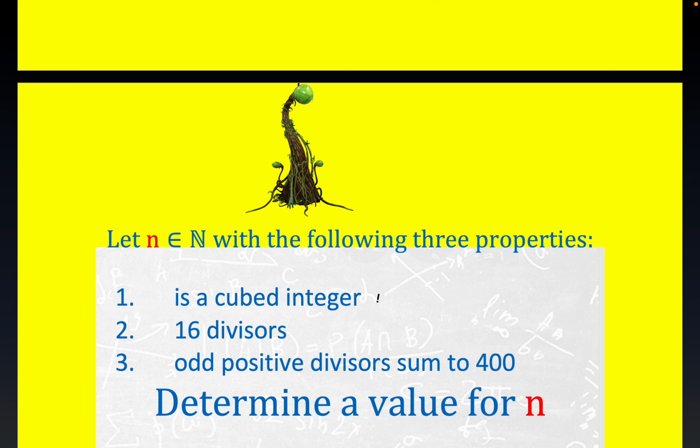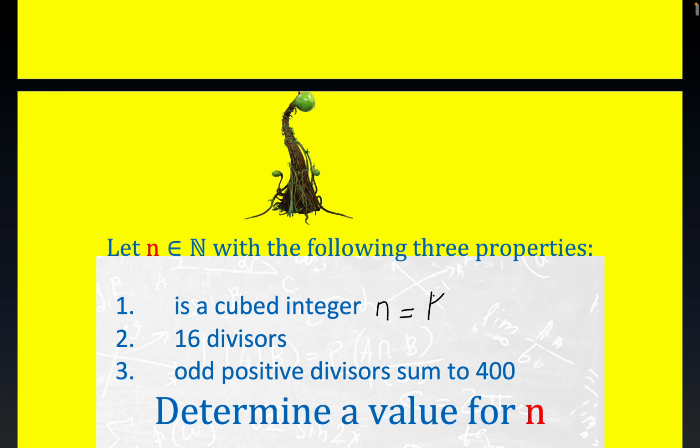Everybody, we are looking for a natural number satisfying three conditions here. First one, simple enough, we want n to be a cube. Some people call it a perfect cube, that is, a cubed integer. So n is a cubed integer.